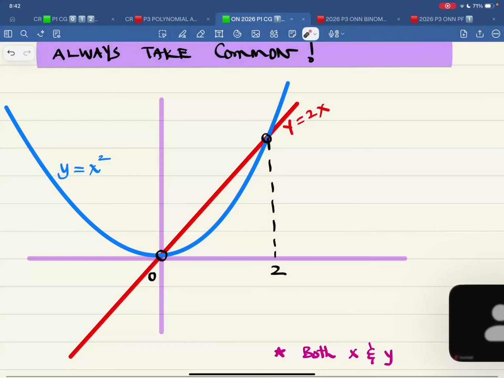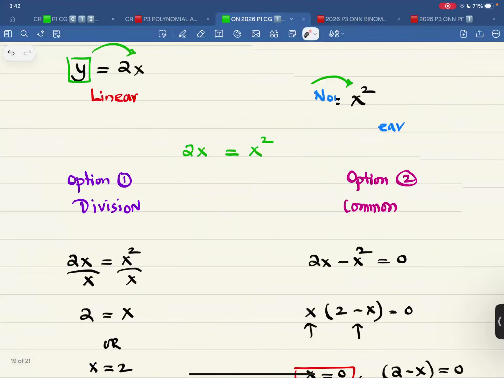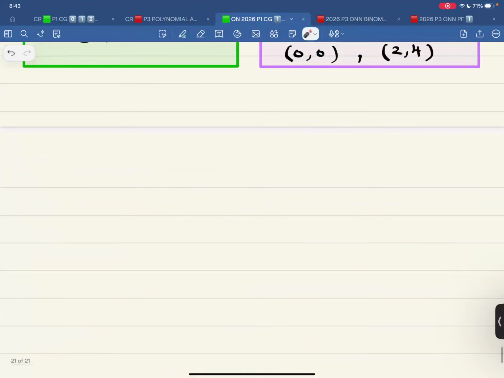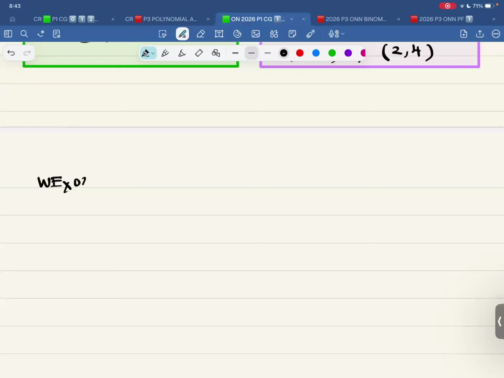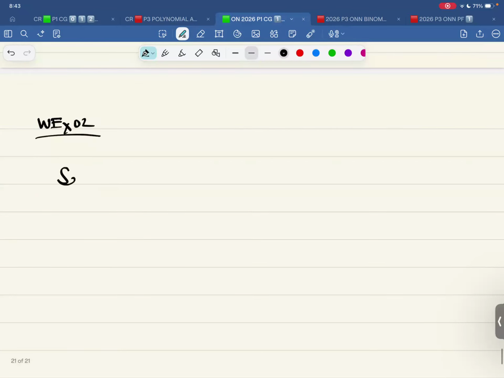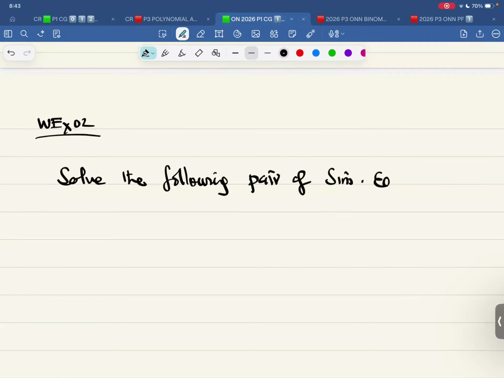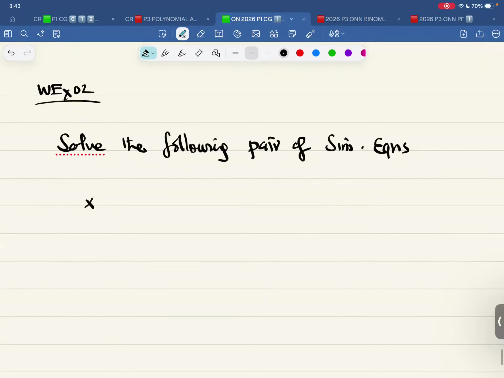Okay. So now this thing is all good, all done. Let me focus more on this. So worked example 2. Solve the following pair of simultaneous equations. x plus y is 9, and xy is equals to 20.